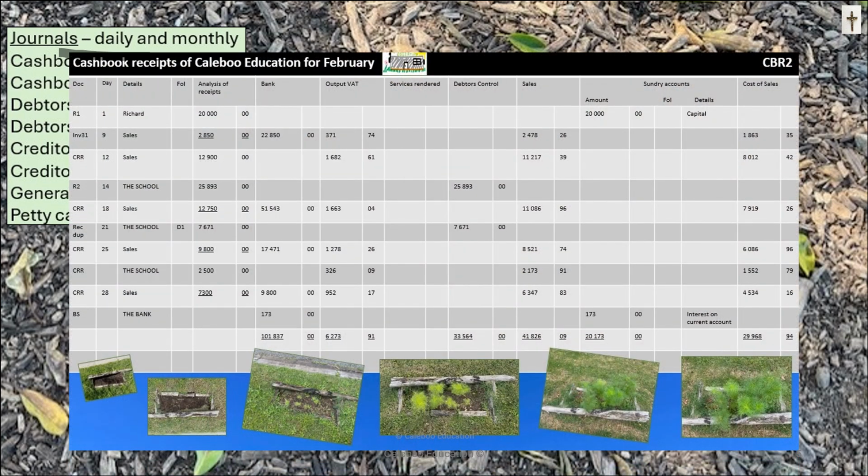This is an example here of a cash book receipts journal of Calibu Education. I'm going to take you, or I do take you in this video on a cash receipts journal, from a seedling to a fully grown plant. Your knowledge of the cash book receipts and all the other journals will flower. That's how well you will know these journals if you go and watch the videos.